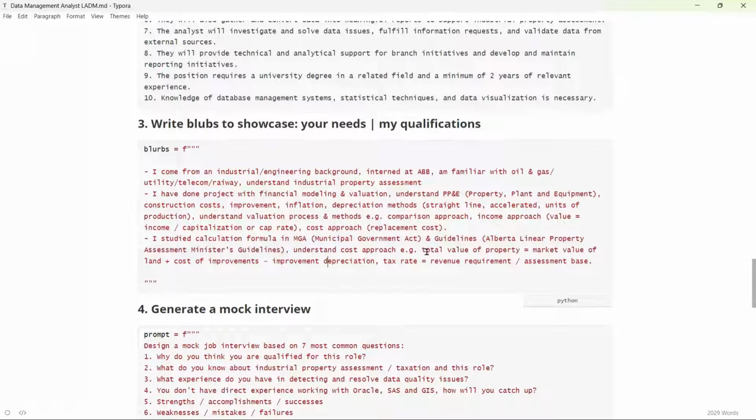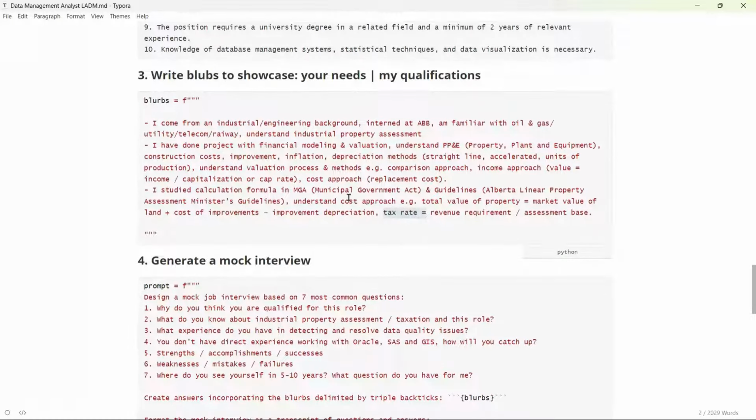You can explain this as total value of property equals market value of land plus cost of improvement minus improvement depreciation. And tax rate: how much tax revenue you want to collect, divided by the assessment base. So this is basically valuation, and then you can use that to define the tax rate and how much tax rate you want to impose on the industry.